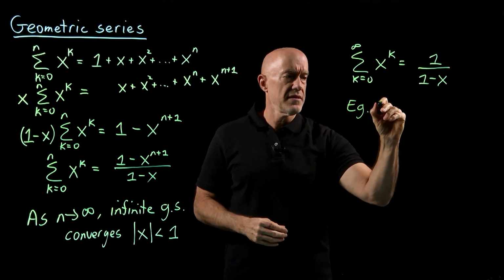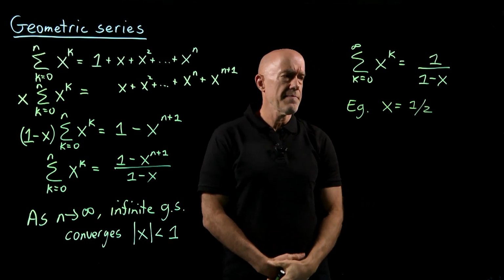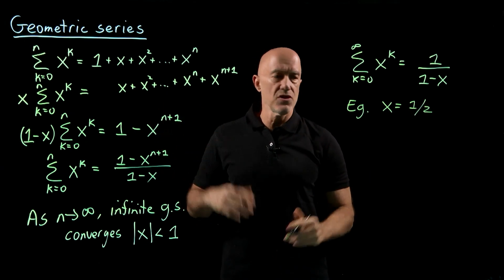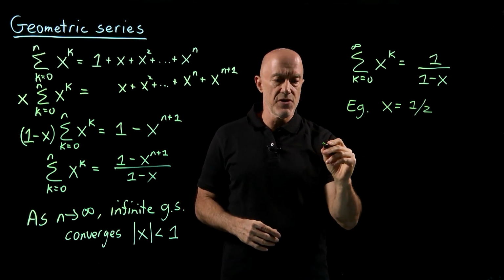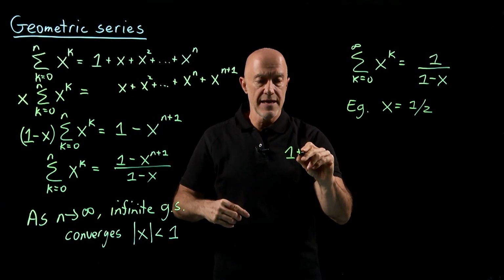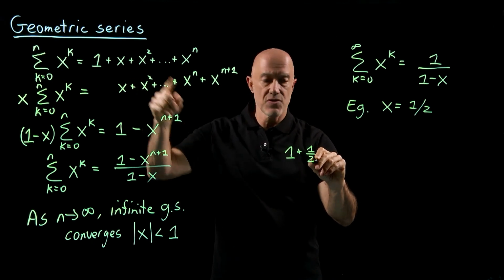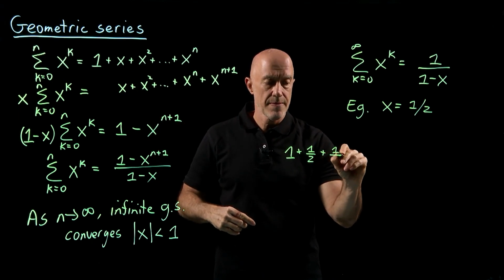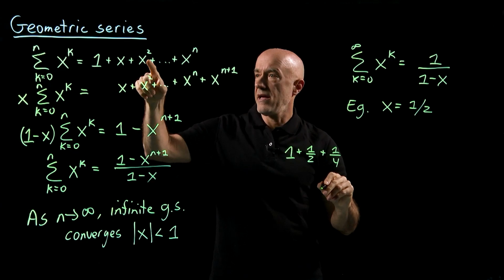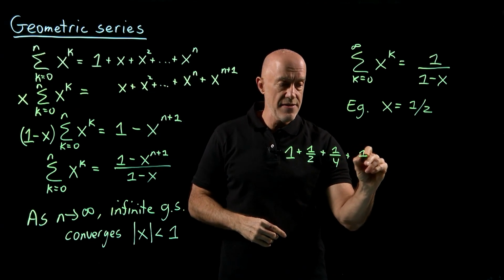The example x equals 1/2. Then what does this series look like? This is a series which looks like 1 plus 1/2, and then 1/2 squared, which is 1/4, then 1/2 cubed, which is 1/8.